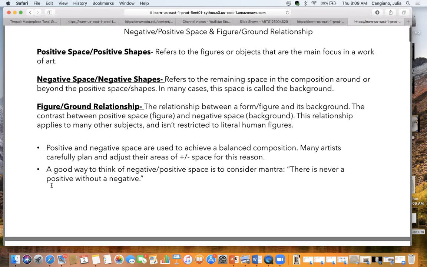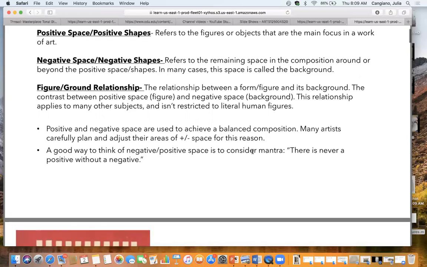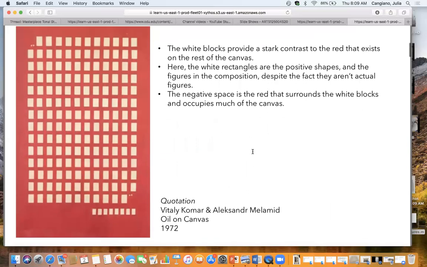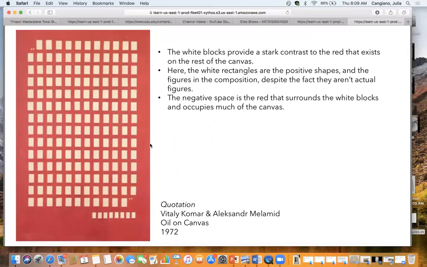So positive and negative space are used to achieve a balanced composition. Many artists carefully plan and adjust their areas of positive and negative space for this reason. And a good way to think of positive and negative space is to consider the mantra, there's never a positive without a negative. So kind of an easy way to remember that.